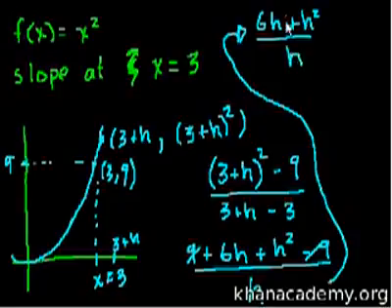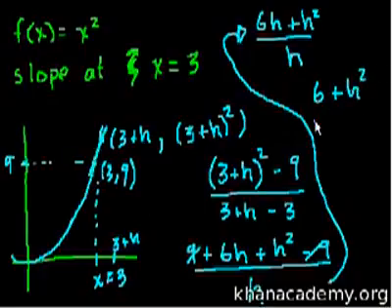And now we can simplify this, right? Because we can divide the numerator and the denominator by h, and you get 6 plus h. So that's the slope between these 2 points, 6 plus h. So if we want to find the instantaneous slope at the point x equals 3, or the point 3, 9, we just have to find the limit as h approaches 0 here.